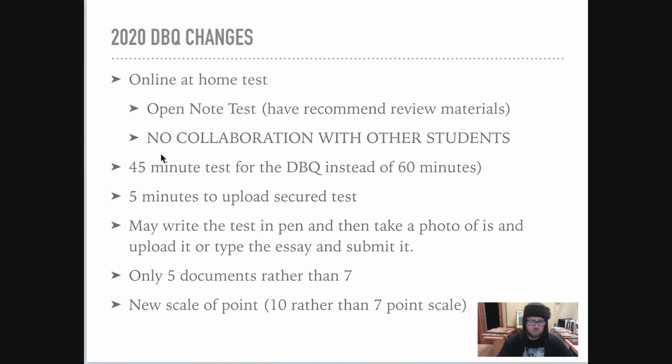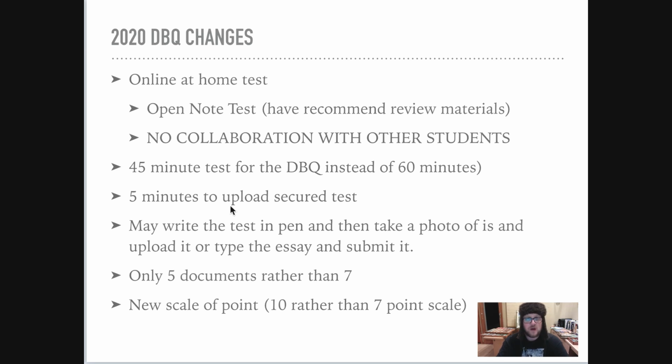So again, I really plead with you guys, don't collaborate with other students, but have a plan in place prior to this test. Another change, this will be a 45-minute DBQ, which means it's going to be 15 minutes shorter than the typical DBQ of 60 minutes. With that being said, you need to have a plan of action. There will be fewer documents, only 5 compared to 7, but you still need to have a plan of action for writing a shorter version DBQ.